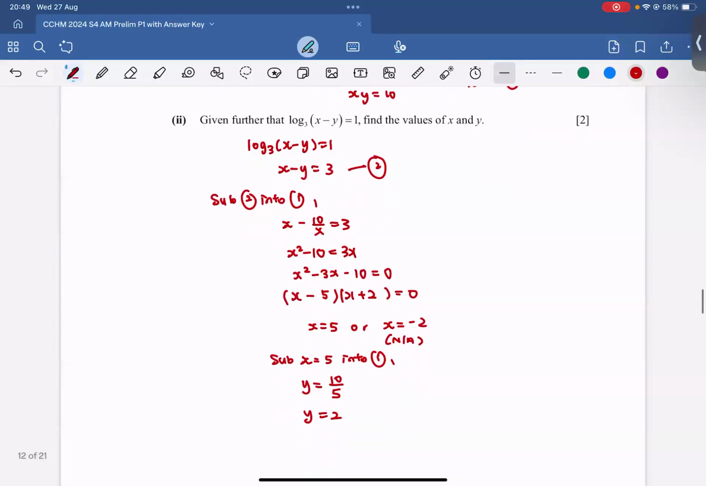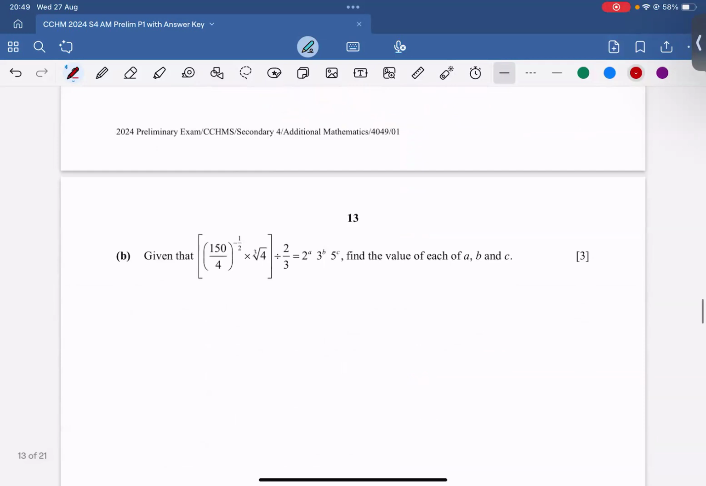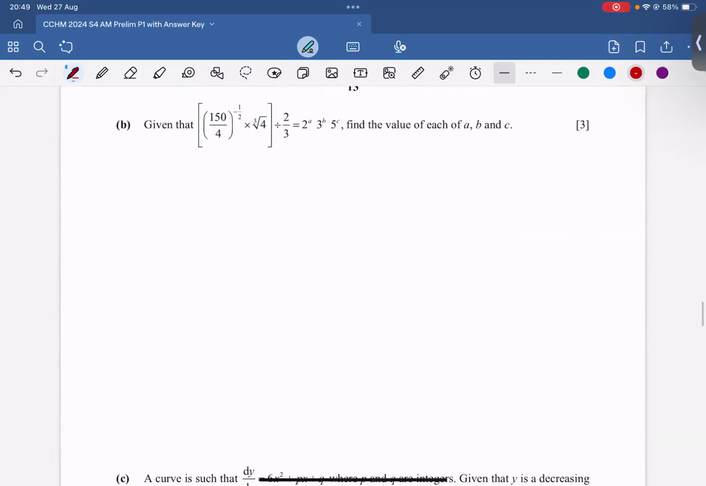Okay, next part. Given that this is this, find the value. So what we need to do is change everything to 2, 3, 5. If you don't know how to change 150, you can do your prime factorization: 150, 75, 25, 5.